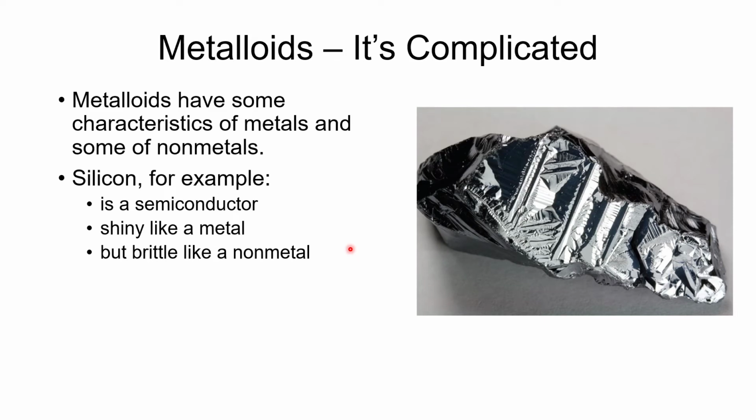You can't bend silicon to make it into a particular shape. It forms oxides that are neither acidic nor basic. So you'll find that they are not acidic and not basic.